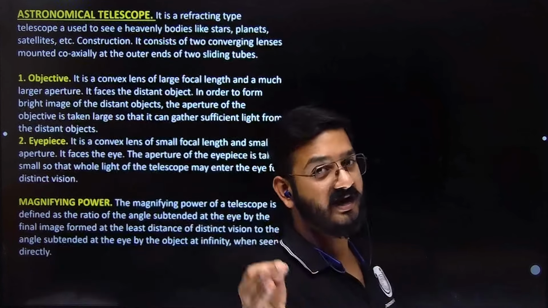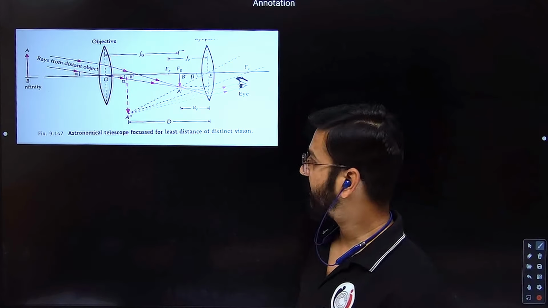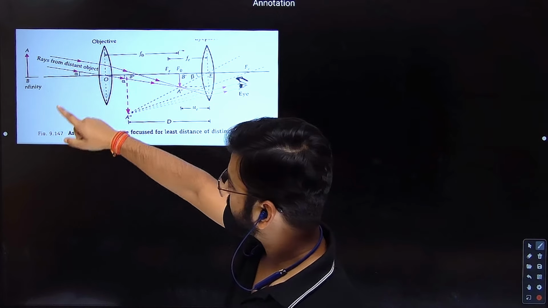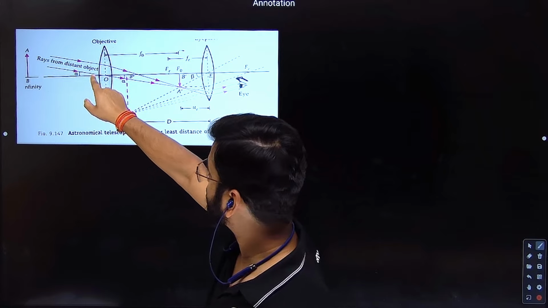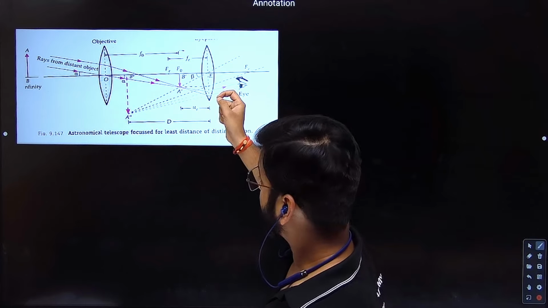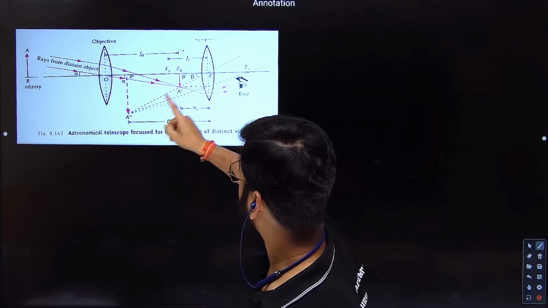So let's see the ray diagram and derive the expression for magnifying power. Okay, students, if you see the ray diagram, light rays are coming from where? Infinity. That's why parallel rays are entering. So what is the angle formed by the object with respect to the eye? You can see angle alpha. And what is the angle formed by the final image? A double dash, B double dash is the final image. What is the angle formed?